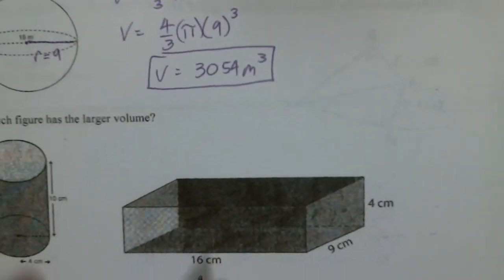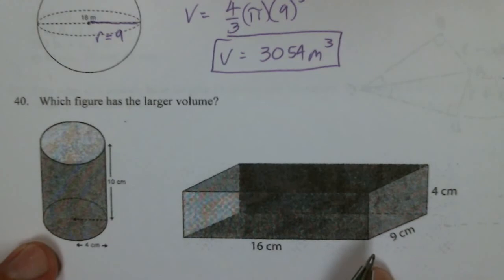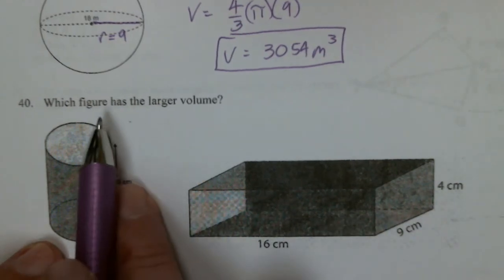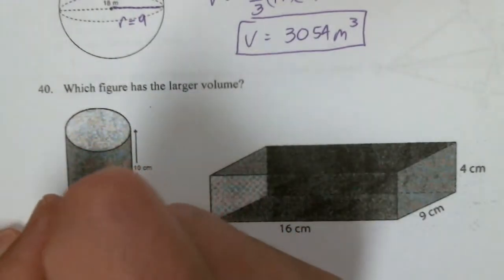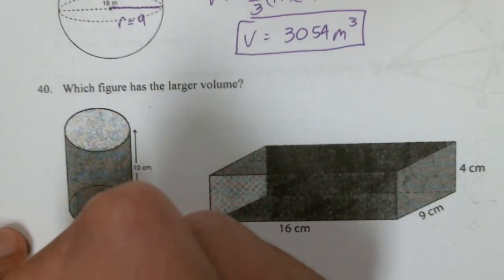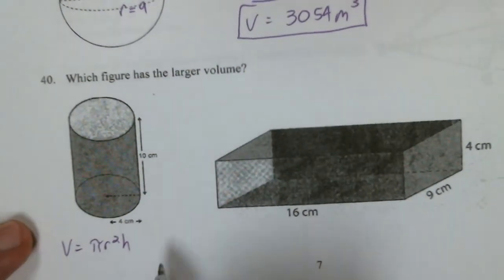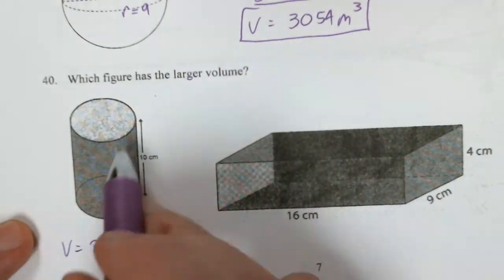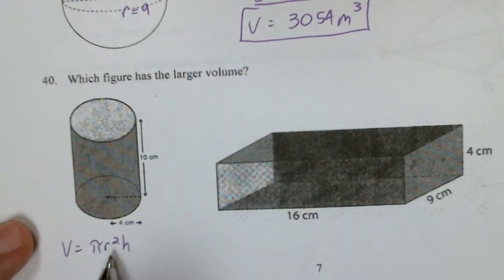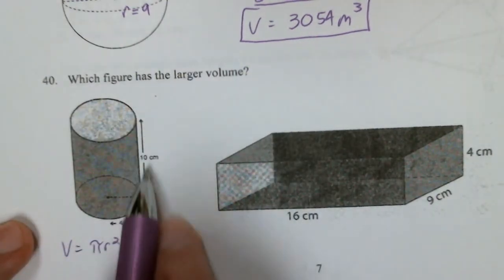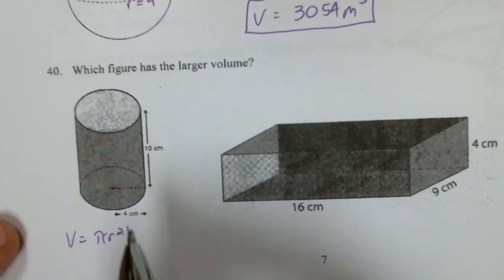Okay, so now we've got a cylinder and a box, also called a prism, which has a larger volume. So I'm going to have to calculate the volume twice. Volume of a cylinder is just pi r squared h. The base of a cylinder is a circle, so the area of a circle is pi r squared, that's 2-dimensional. And then we multiply by the third dimension, the height. That's how we get volume.